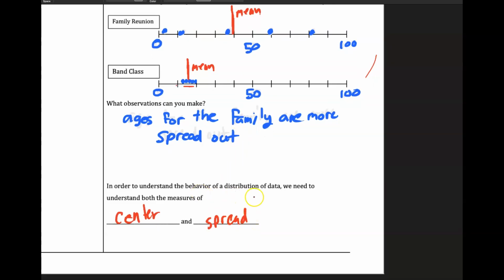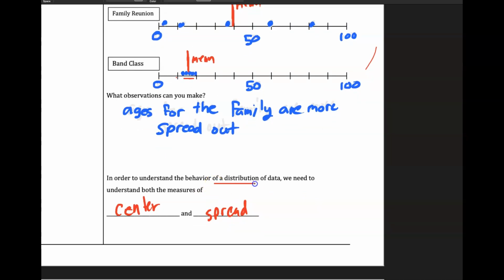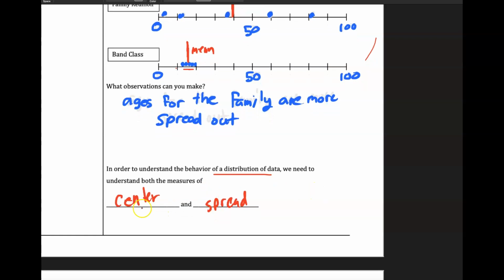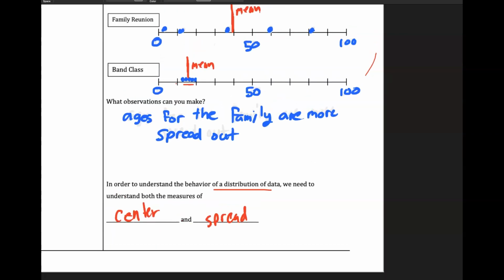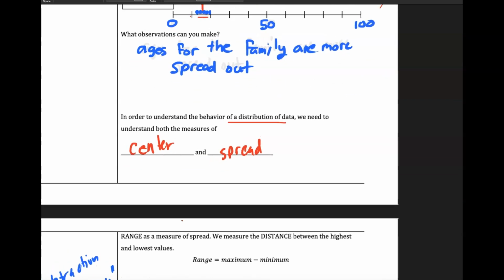And in order to understand the behavior of a distribution, the distribution of data, which becomes an essential piece of the class, we want to analyze what we call center and spread. So we talk about measures of center and measures of spread.